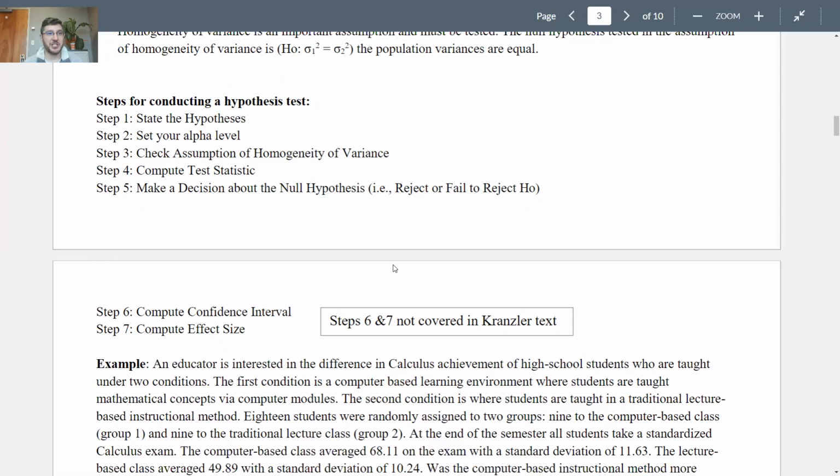Next thing we're going to do is check the assumption of homogeneity of variance. We'll compute our test statistic. We'll make a decision about the null hypothesis. Are we going to reject the null hypothesis, or are we not going to reject the null hypothesis? We're going to compute a confidence interval, and we're going to compute an effect size.